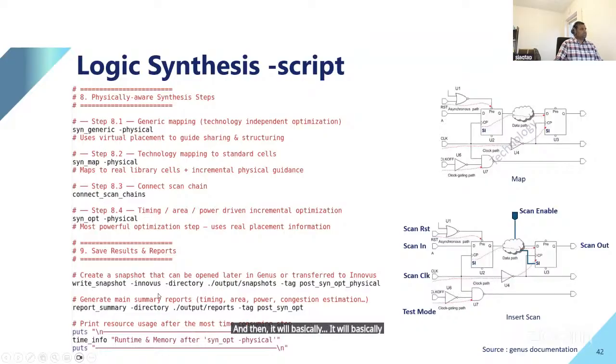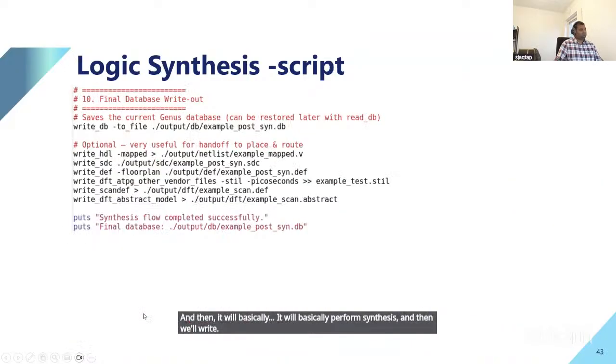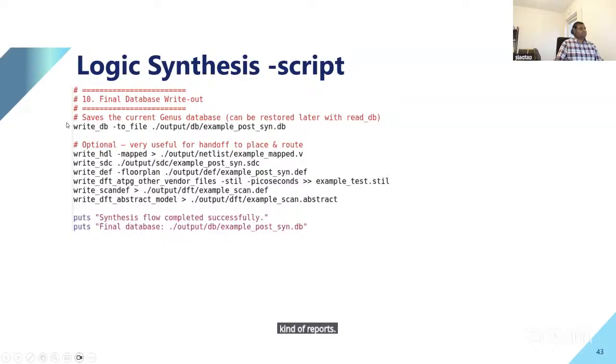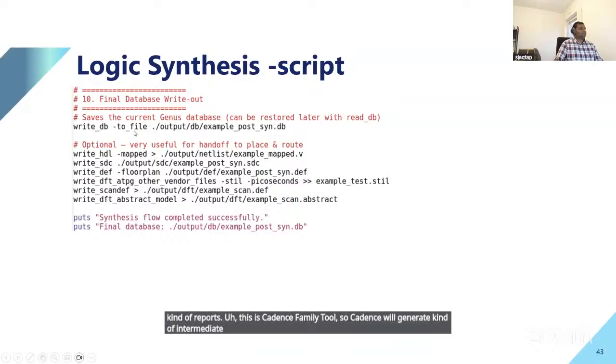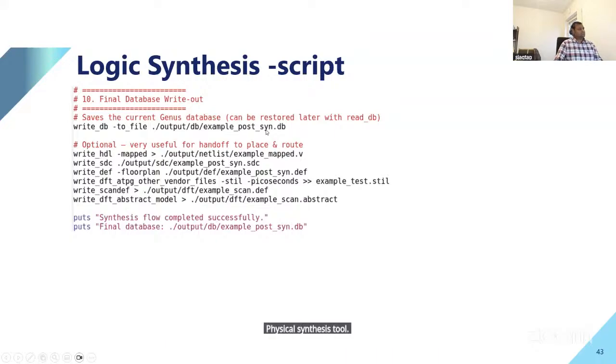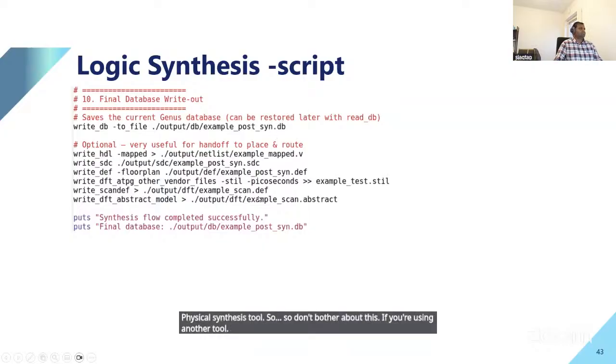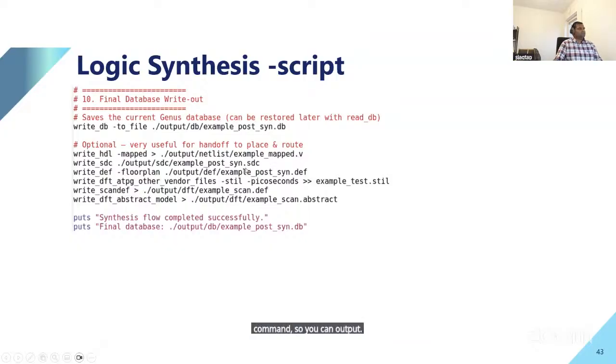And then it will perform synthesis and write reports. This is a Cadence family tool. So Cadence will generate an intermediate database, which you can directly read into their physical synthesis tool. So don't bother about this. If you're using another tool, then you will not get this, but you can again live with this standard command. So you can output the synthesized netlist, SDC, DEF file, test protocol.